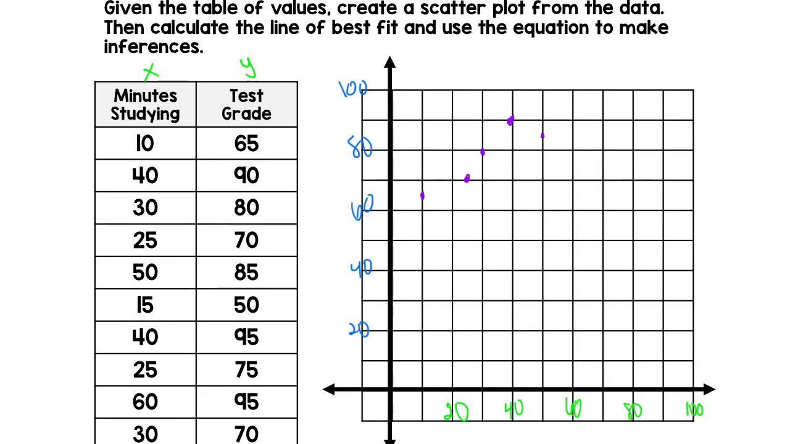15, 50. 40, 95. 25, 75. 60, 95. And 30, 70. So that's our coordinate points.